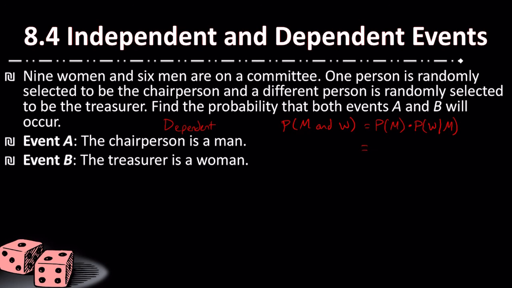All right, so man, there are 6 men out of the 15 people. And now, after we have chosen this first man, who happened to be the chairperson, we want to pick a woman. Well, there are 9 women left, but only 14 people left, not 15, because we already chose one of them. So there's only 14 people left. And that gives us 0.257 when we multiply it together. Why don't you pause this and try number 15. The answer should be 0.147.